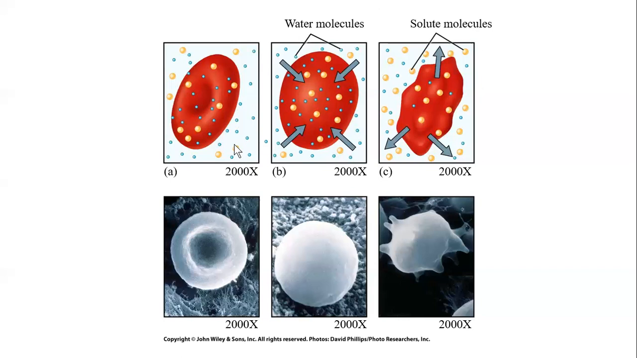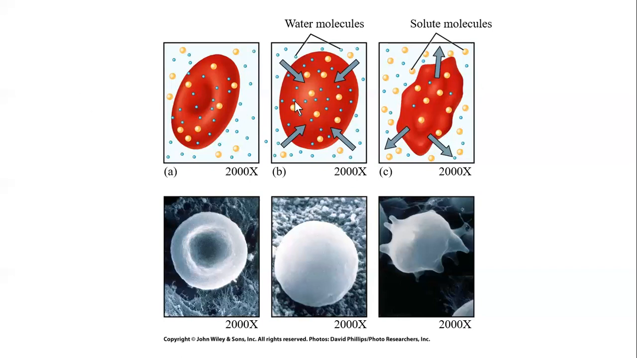The solution outside the red blood cell is called isotonic. Iso meaning the same concentration salt as inside the red blood cell. Water has no incentive to move much to the outside or to the inside, and so the red blood cell maintains its shape in isotonic solution.